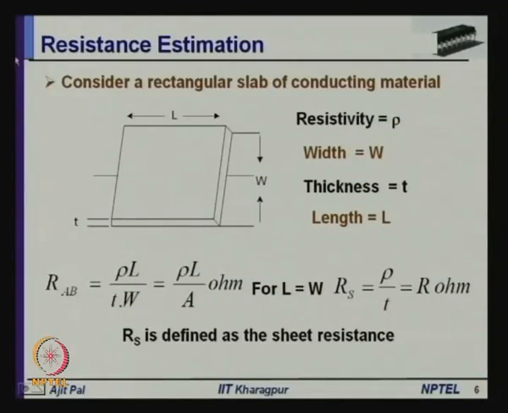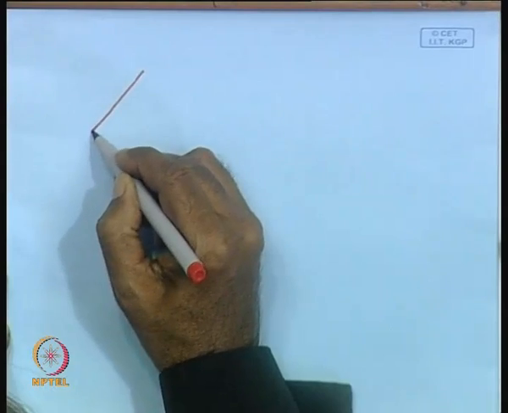Okay. Coming to resistance estimation, let us consider a rectangular slab of conducting material. Let me draw it here. Let us consider a rectangular slab of material.